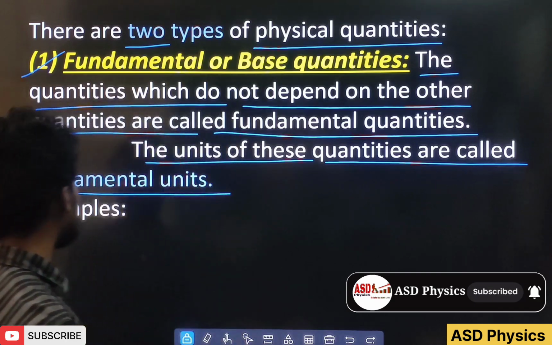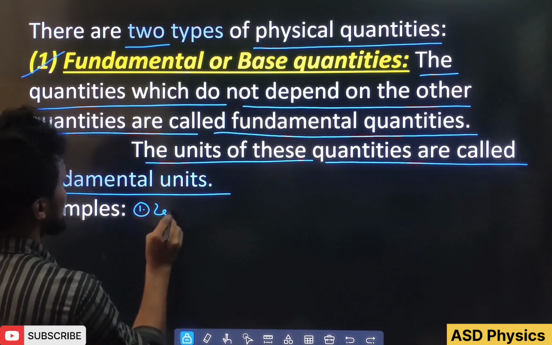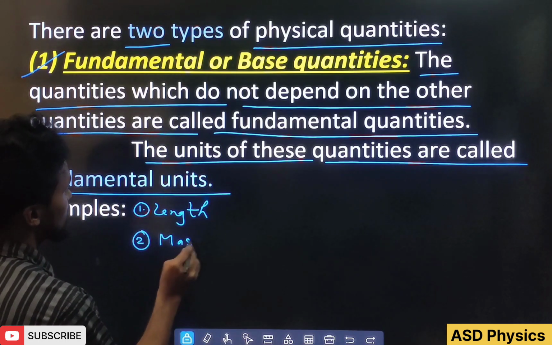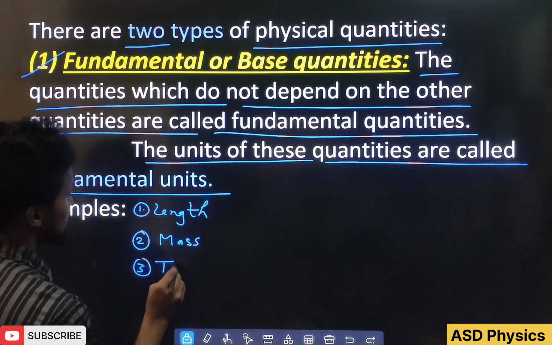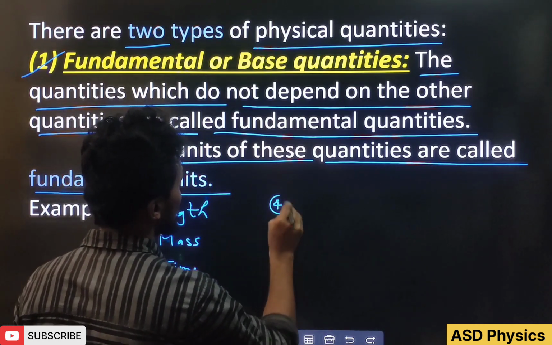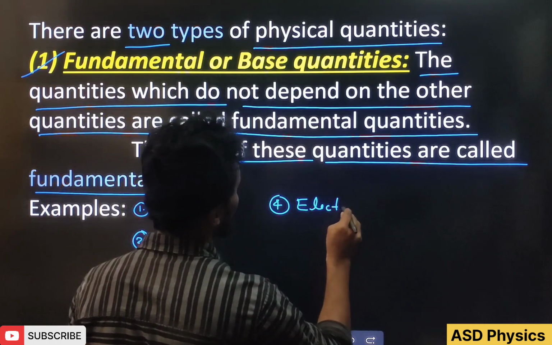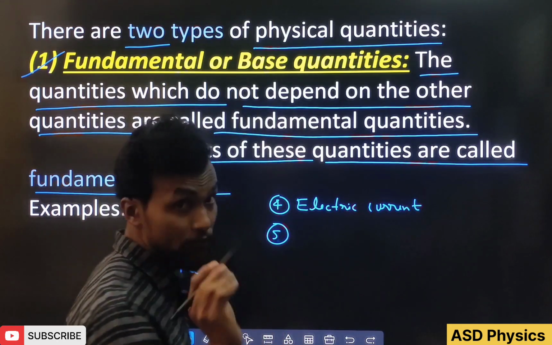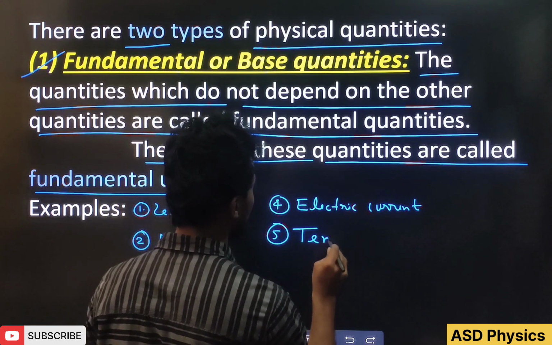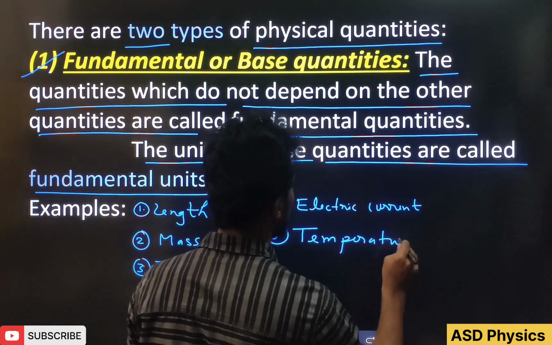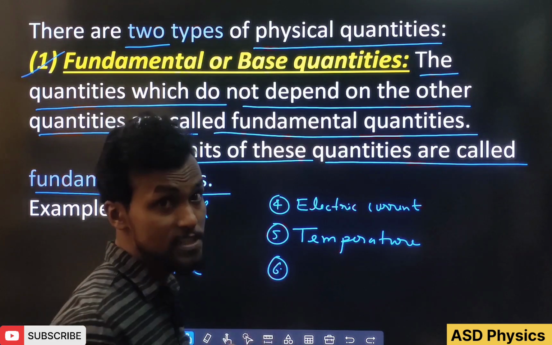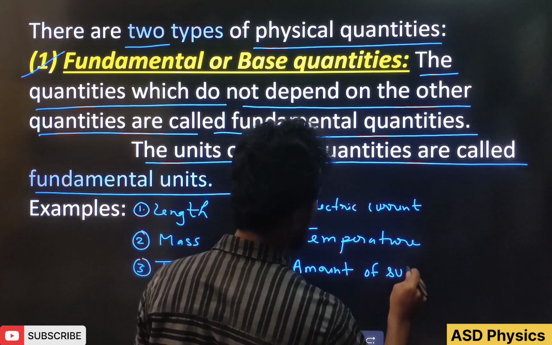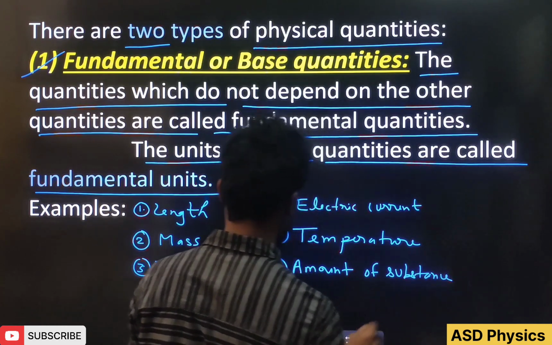So how many fundamental quantities are there? There are 7 fundamental quantities. We'll see later also, but see, length, second is mass, third is time. Fourth is electric current. Fifth is temperature, or we used to say thermodynamic temperature, but here I will write temperature. Sixth is amount of substance. This one is very common in our chemistry.